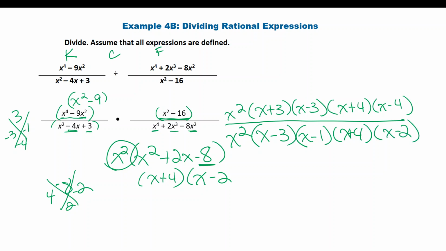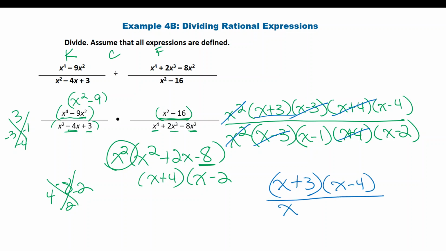So now comes the fun part. We have this really long equation, but we can start canceling things out. Our x squareds cancel out. It looks like I have an x minus 3 and an x minus 3, and I also have an x plus 4 and an x plus 4. So in the end, what I have is x plus 3 times x minus 4, and all of that is divided by x minus 1 times x minus 2. There you go.